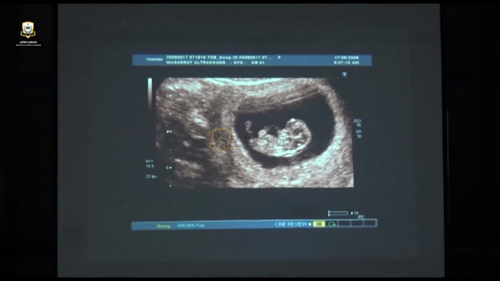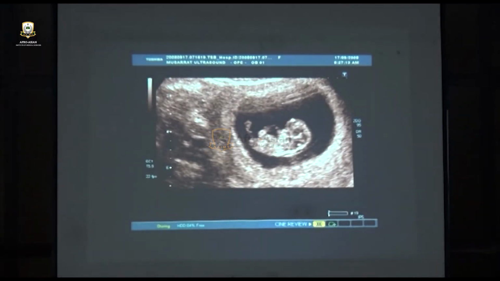So here is the CRL, crown rump length. Don't blame me if you take the wrong CRL. If you take axis rotation of your probe and get the maximum length, that is the accepted length of the CRL.